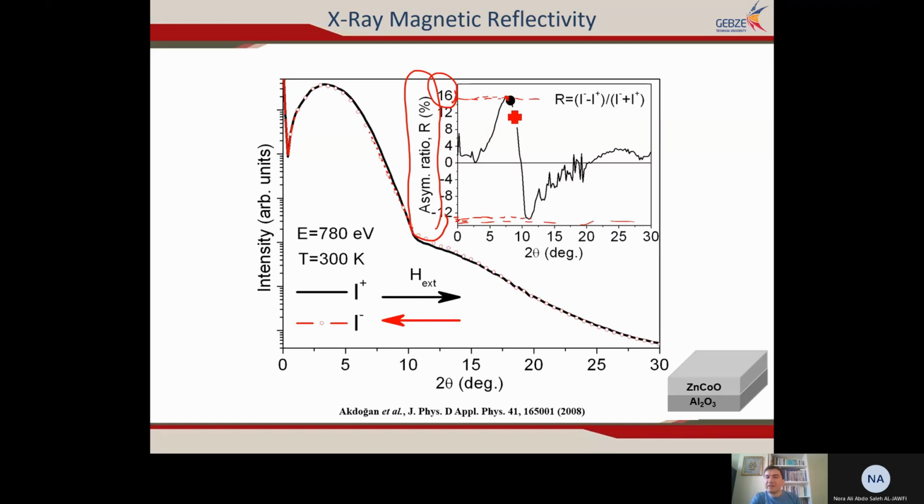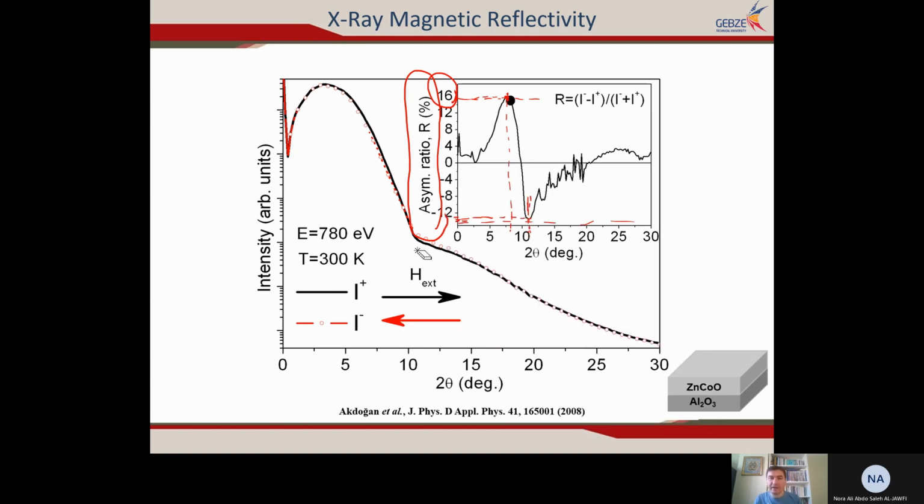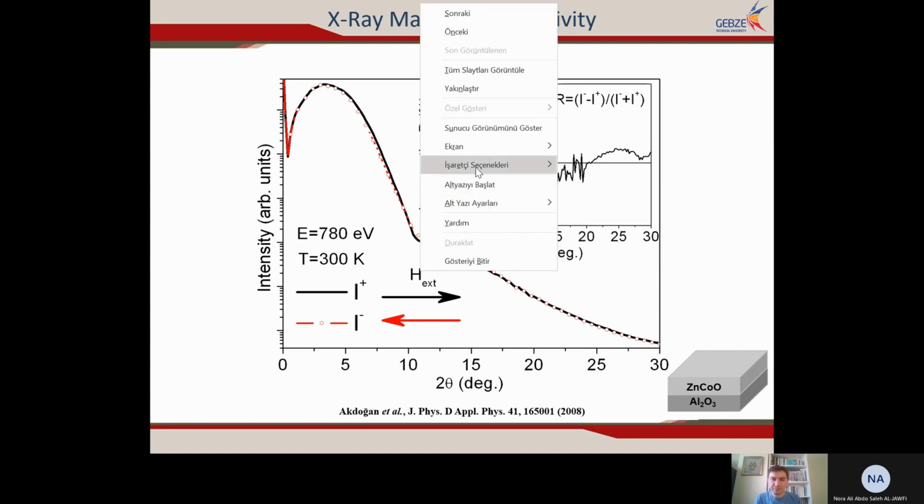But which angle is better for me? Here the angle is around 11 degrees. Here the angle is around 8 degrees, let's say, okay? Which angle is better for us? For the forthcoming experiments, I have to choose a certain incoming angle, okay? This is the aim of this X-ray magnetic reflectivity measurement.